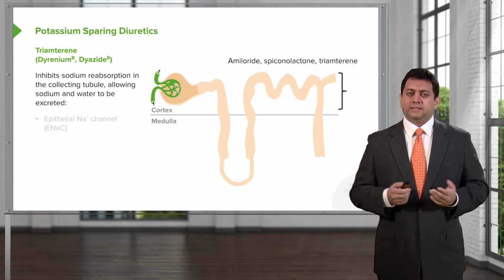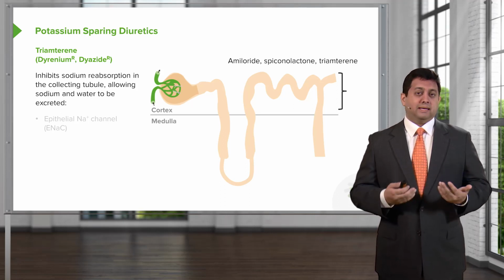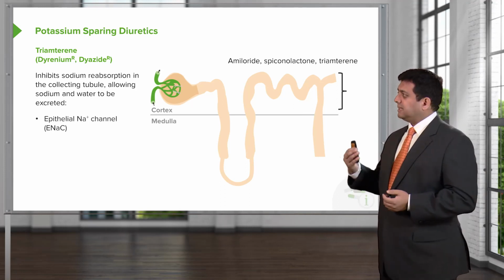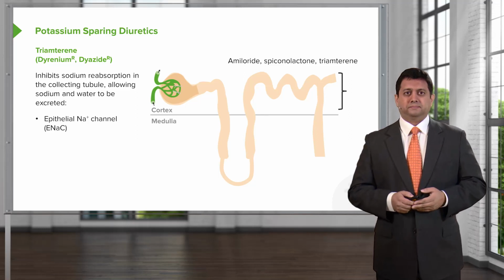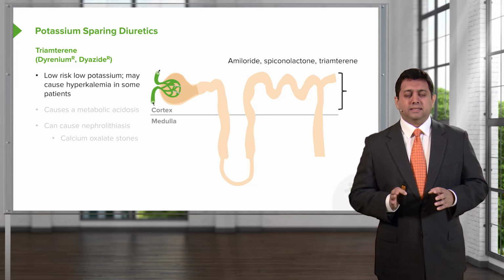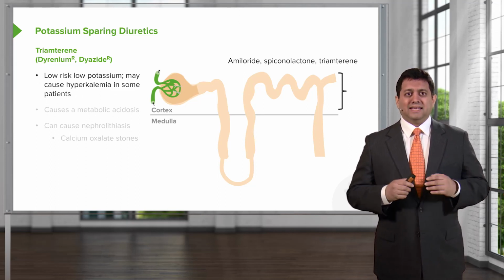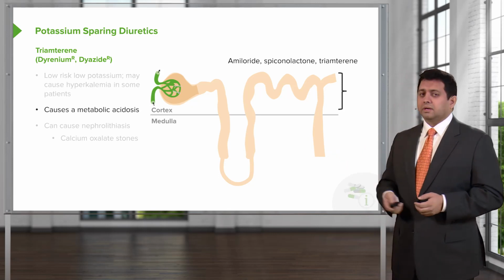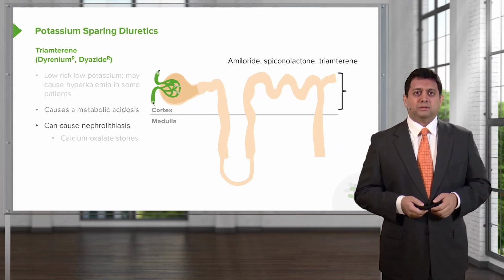Triamterene is another potassium-sparing diuretic. It inhibits sodium reabsorption as well. It acts in the collecting tubule, and it also works through the ENaC channel. It's got a low risk for potassium or hypokalemia. It can cause hyperkalemia in some patients. Once again, this drug causes also a metabolic acidosis.